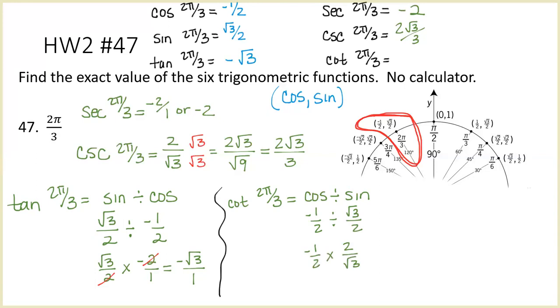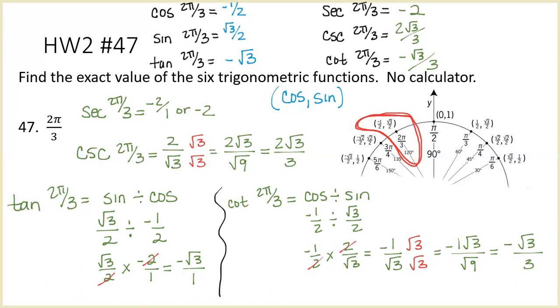Except this time, we have to rationalize because we end up with a square root in our denominator. And when I multiply it, we get -1 square root of 3 over the square root of 9, which simplifies to just -√3/3. And that is all 6 of our ratios.